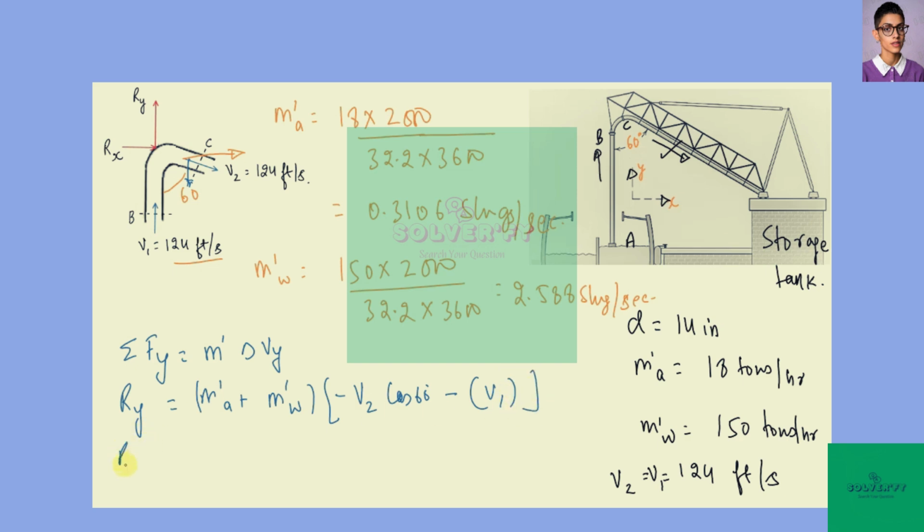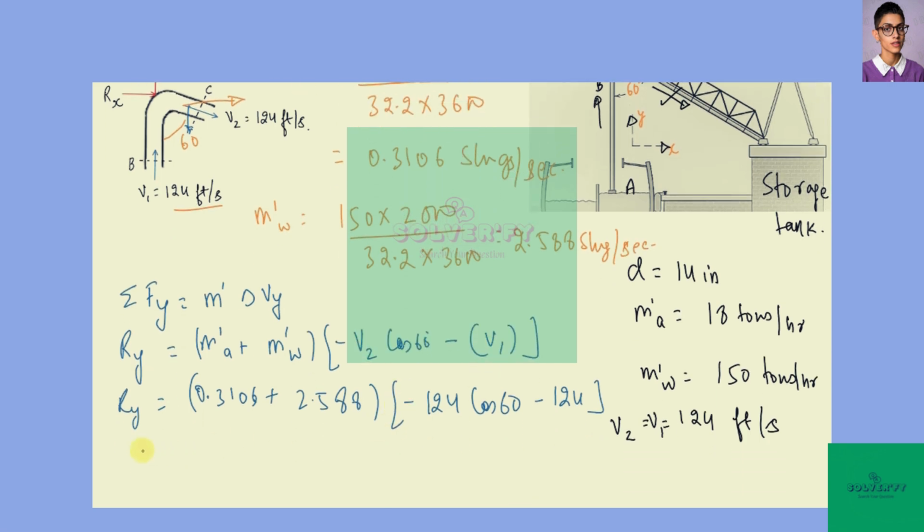Now we can put the values. So Ry will be equal to m dot, we have 0.3106 plus m dot w, we have 2.588, times V2. So V2 we have this much, 124. So 124 cosine 60 degrees minus 124. Now we can simplify for Ry, and we'll get the value of Ry to be nearly minus 539 pounds. So this is the required force in the vertical direction.